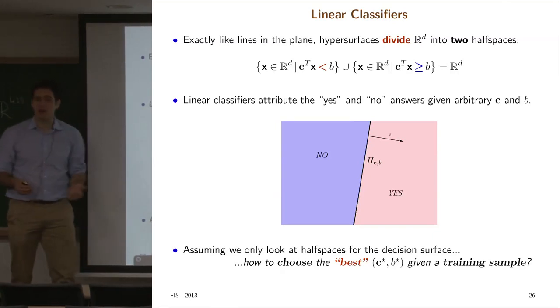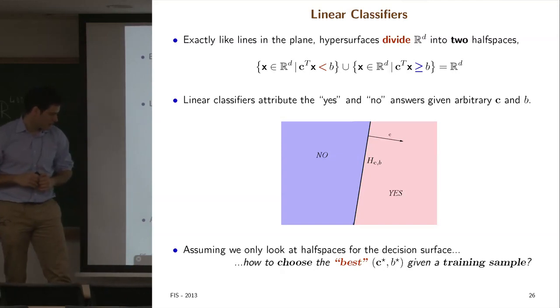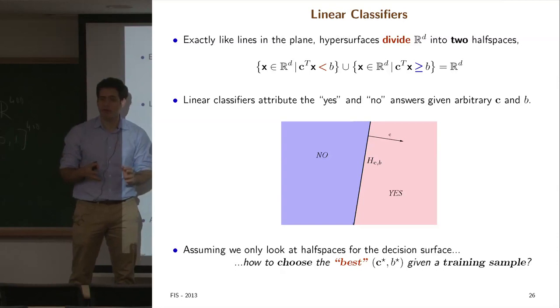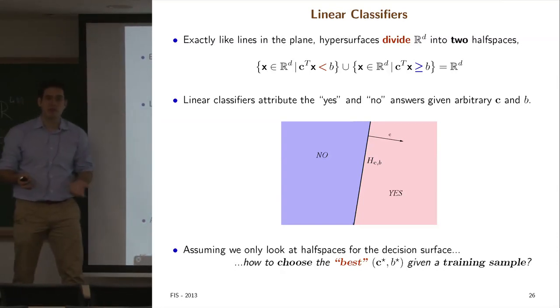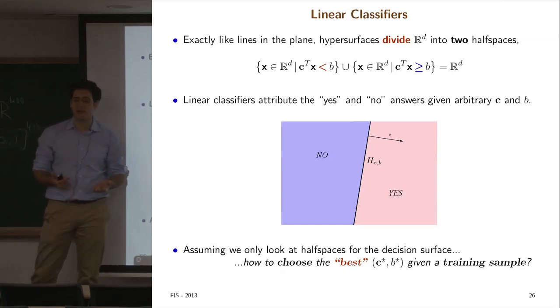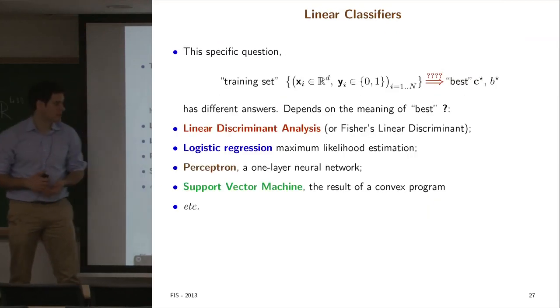So this is just how linear classifiers work. It's just a direction, a constant to place the hyperplane, and then you split the space into two halves. Now that we've defined our model, at least the classifier model that we're looking for, the big problem now is, given data or a training sample, how can we choose the best possible C star, B star? That's the problem of linear classification.